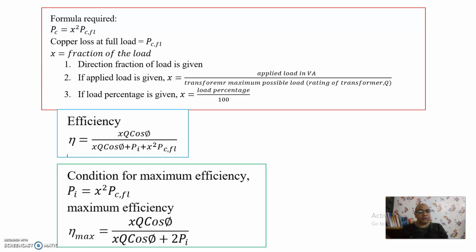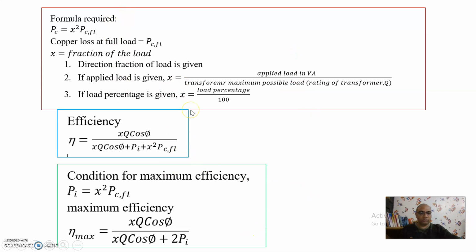So we can get the value of efficiency at any load, but at a certain load the efficiency will be maximum, and this can be calculated by this formula: Pi equals x square PCFL. This is the value of x at which the efficiency of the transformer will be maximum, given by the formula x Q cos phi upon x Q cos phi plus, you see these two parameters are equal now from this expression. So x square PCFL I am replacing with Pi. So now we have all the formulas together.